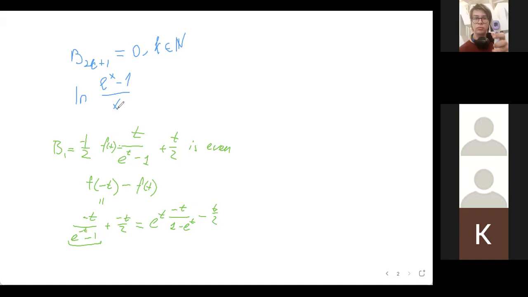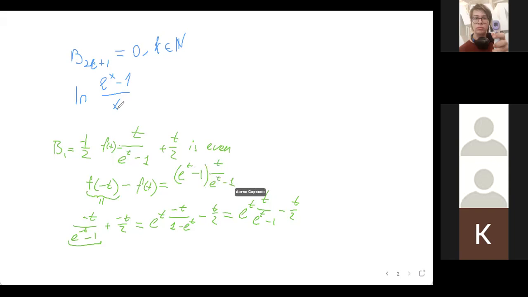So then I can say that it's e to the t multiplied by this thing that we have here, and minus t divided by 2. And now we can see that if we subtract, this was about this, and this is equal to e to the t minus 1 multiplied by this.